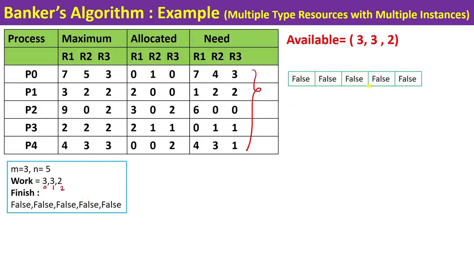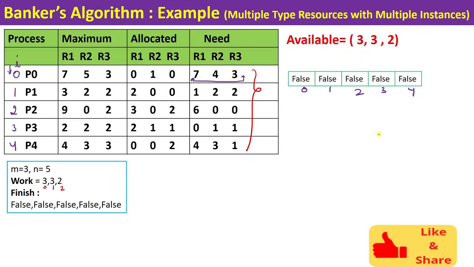I have written the finish array here for better clarity. So this is 0, 1, 2, 3 and 4, and everything contains false. Here you can see we will start from index number 0, and this is your i. Now you start from the first process, that is P0, and check two conditions. We have to check whether we will be able to complete this request 7, 4, 3 with these available resources. First we have to check our finish array. The finish array for this 0th process is false.